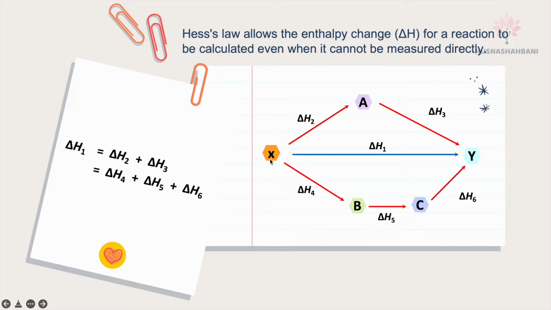And then the reactant X can become the product Y by becoming the product A first and then becoming the product Y. So reactant X is converted to product A with enthalpy change 2, delta H2, and then from product A to product Y it has enthalpy change 3, delta H3. So here, delta H1 is equal to delta H2 plus delta H3. That is Hess's law.